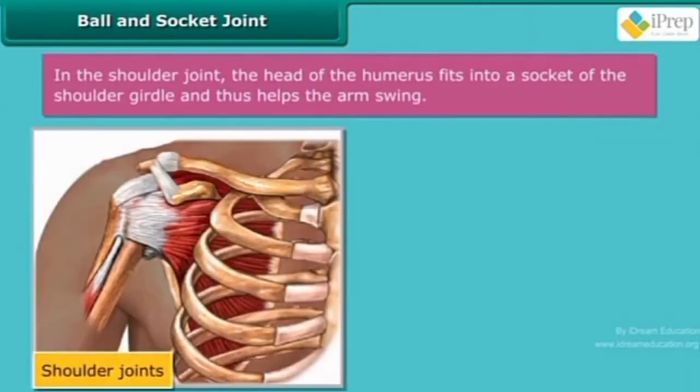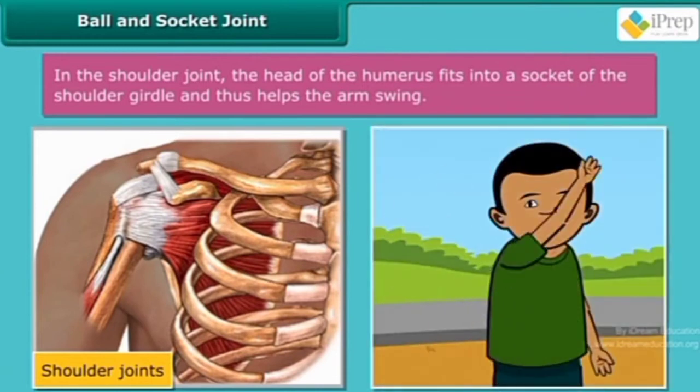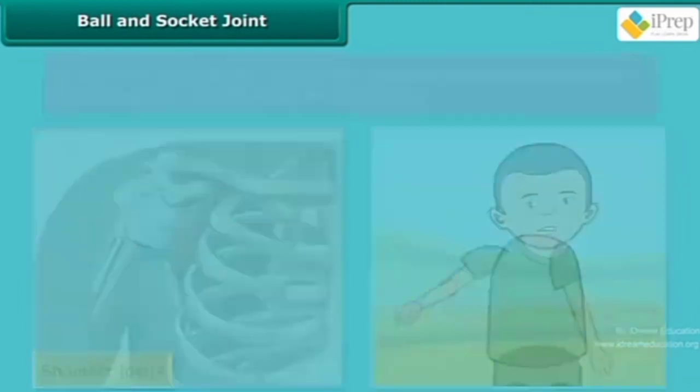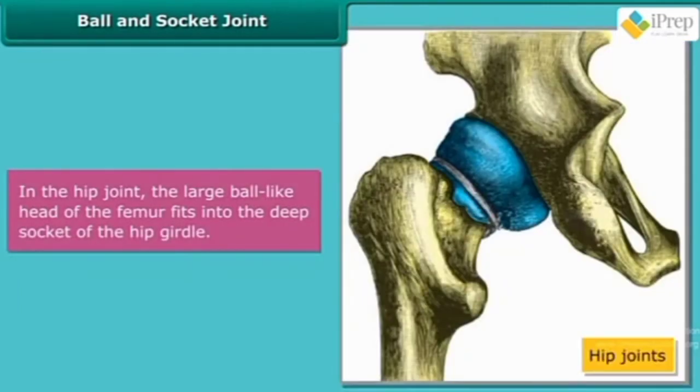In the shoulder joint, the head of the humerus fits into a socket of the shoulder girdle and thus helps in arm swing. In the hip joint, the large ball-like head of the femur fits into the deep socket of the hip girdle.